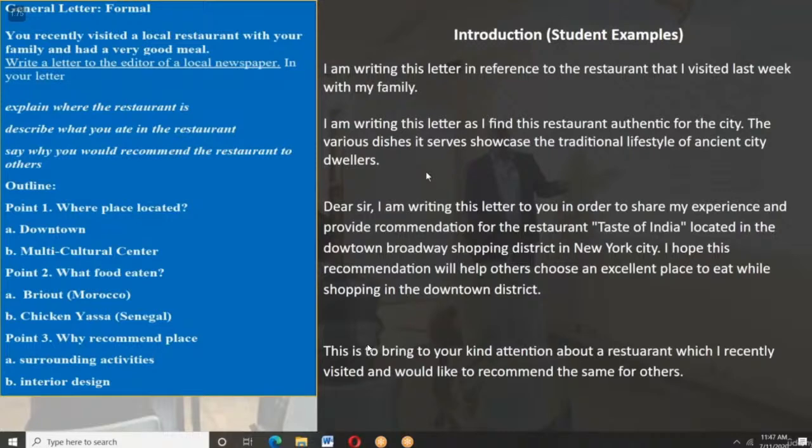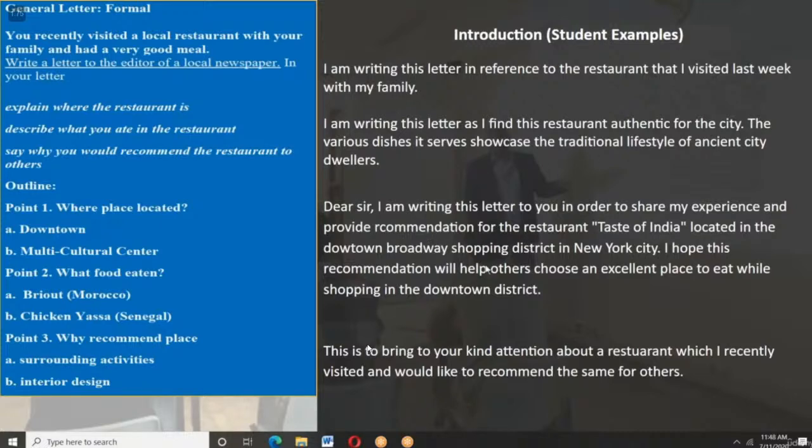This one is a problem also, this second one, because "I'm writing this letter as I find this restaurant authentic for the city." That's fine. But then when you're talking about the various dishes showcase your traditional lifestyle, you're describing the restaurant. That should not be in the introduction. The introduction is only about why you are writing, right? And they tell you why you're writing, but you should not be describing it.